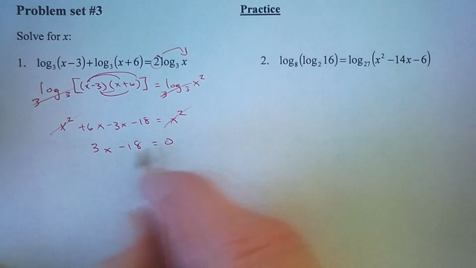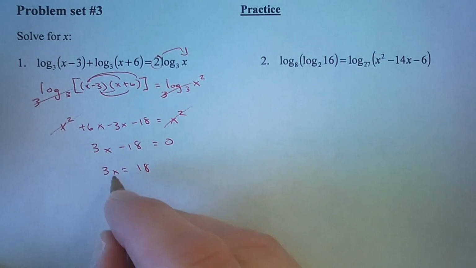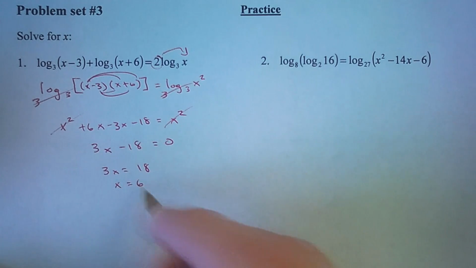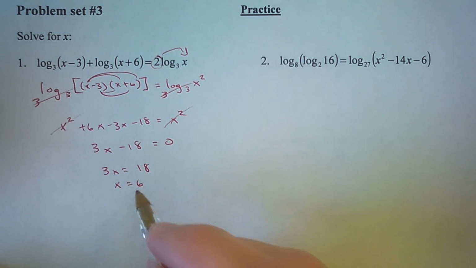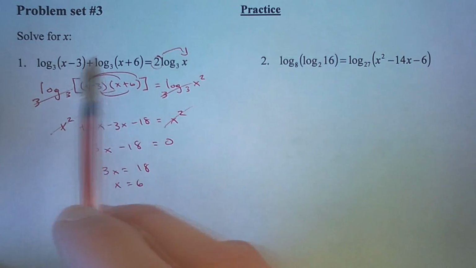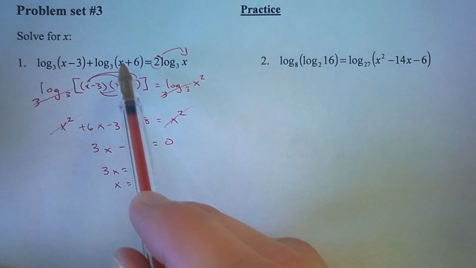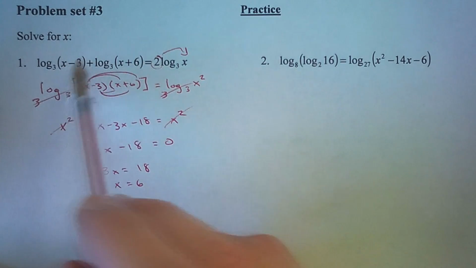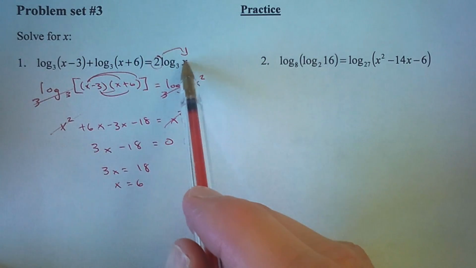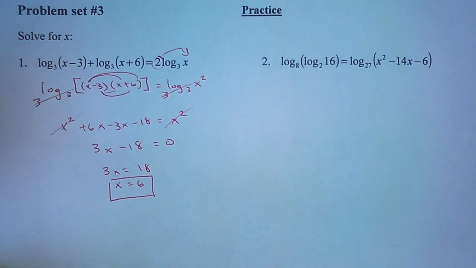So I'll move this minus 18 to the right side. 3x equals positive 18. And divide by 3 and I get x equals 6. Now I have to be sure that my solution here does not give me any negative arguments. So I've got 6 minus 3, that's okay. 6 plus 6. So these are both positive arguments, and then just a 6 here is a positive argument. So I can keep this answer.